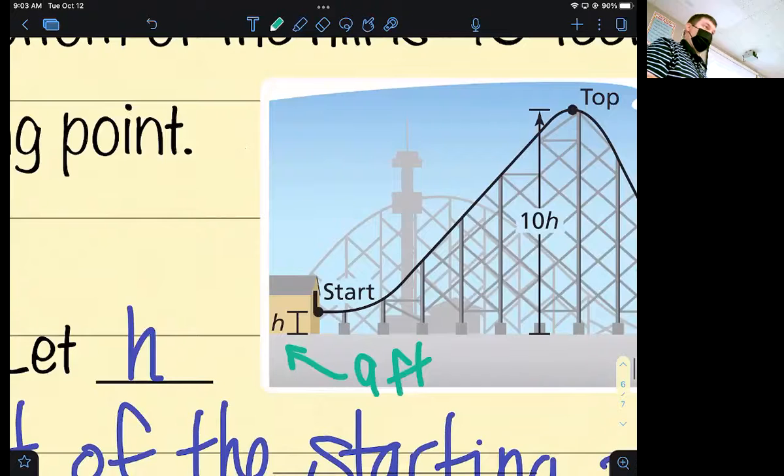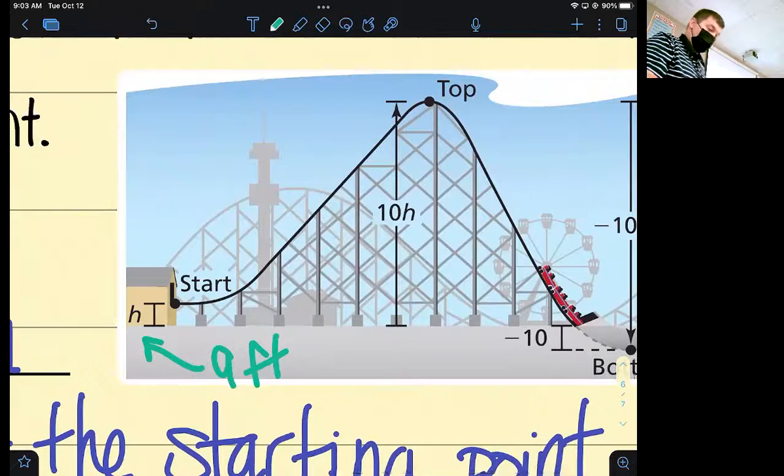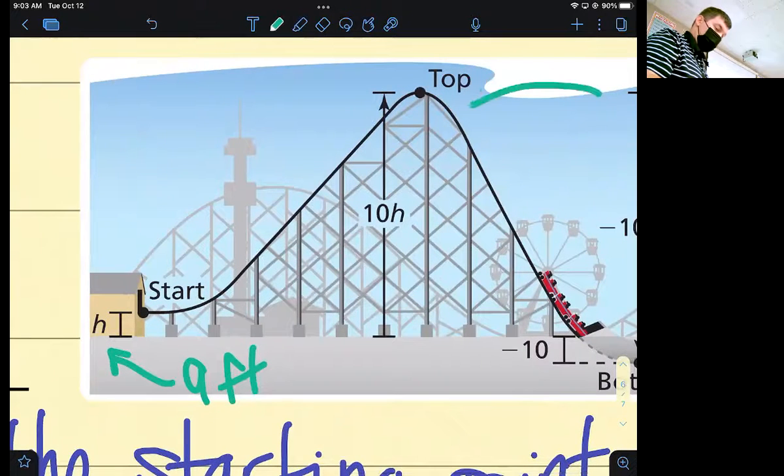Now, this is not what the question was asking, but can you tell me how high up in the air I was at the top? 90 feet. 10 times H is now 9, so 90 feet would be my height at the top. That doesn't seem very high. I'd believe it more if it was like 20 times the height, but 10 times the height doesn't seem as good.